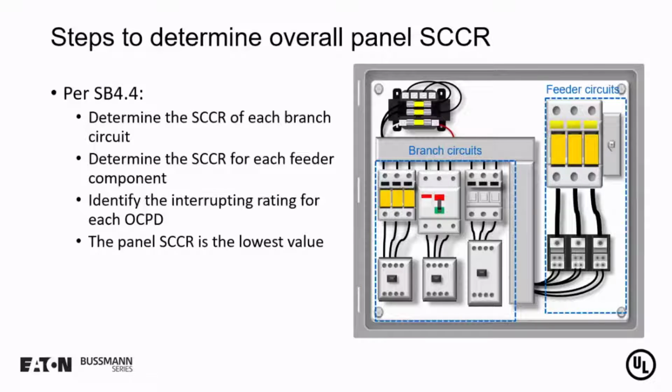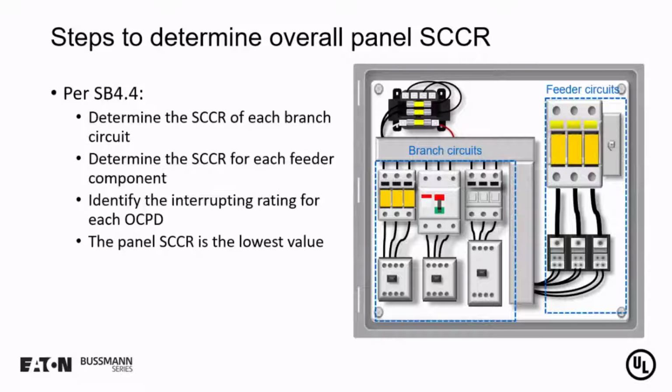Let's begin by looking at the steps in the process to determine the short circuit current rating. You see we have 4 bullets, and let's just take a look at each one individually. The first one, determine the short circuit current rating of each branch circuit. As you see in the picture alongside the bullets, we have a panel that looks like 3 individual branch circuits. So you have to look at each one individually because each one will have its own short circuit current rating, and that'll be dependent on the short circuit current rating of the components in the branch.